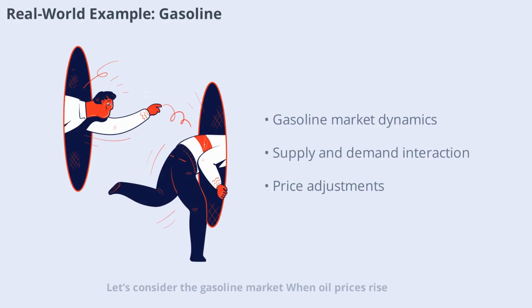Let's consider the gasoline market. When oil prices rise, the cost of producing gasoline increases, reducing supply. If demand remains constant, the equilibrium price for gasoline goes up. Conversely, if demand drops due to more fuel-efficient cars, the equilibrium price falls. This example illustrates how supply and demand interact to determine prices and maintain market balance.